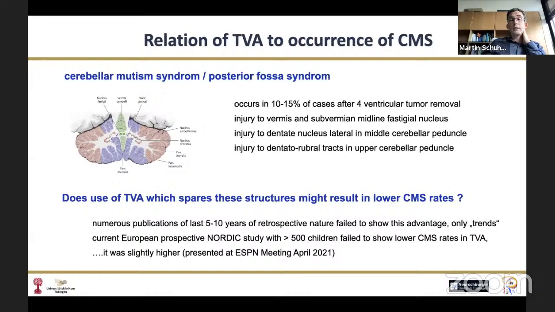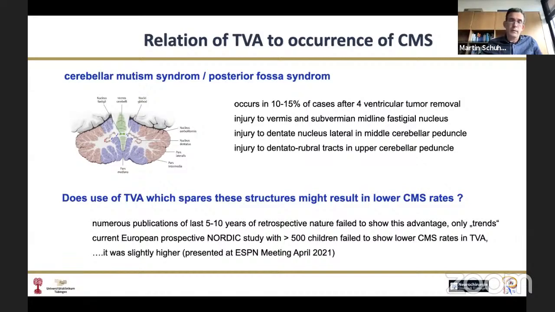And last April, we had the first results from the European prospective Nordic study, which is a multi-center pediatric study to which we have contributed here in Tübingen. With more than 500 children, it failed to show a lower CMS rate with TVA. It was even slightly higher, though not statistically significant. So it is not yet in press. This was quite surprising to all of us.